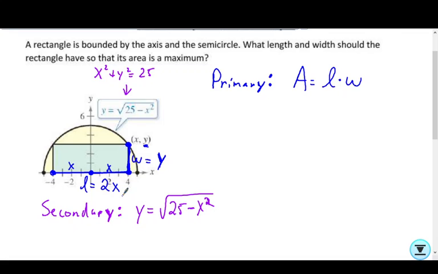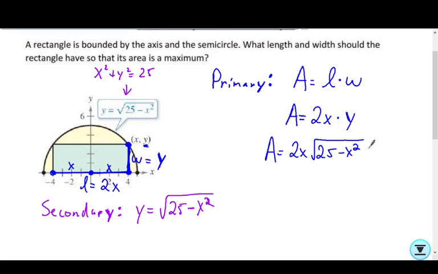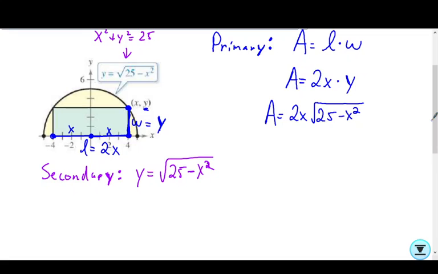So we go back over here and look at my area equation. That means my area is now 2x times y. But again, it needs to be in one variable, and that's where our secondary equation comes in. Our secondary equation is already y equals, so we just plug that in. So my area is 2x times the square root of 25 minus x squared. Now that my area is all in terms of one variable, I'm good to go to do my optimization. And again, optimization is basically our first derivative test application. To find the maximums of this equation, I take the derivative, set it equal to 0, and solve for x. That will give me my maximums and minimums.